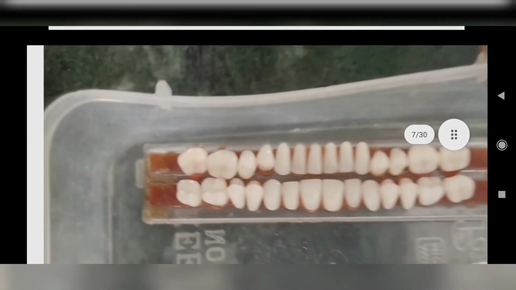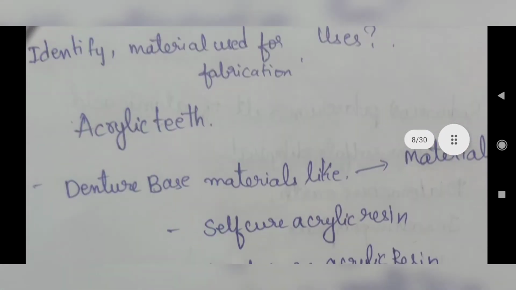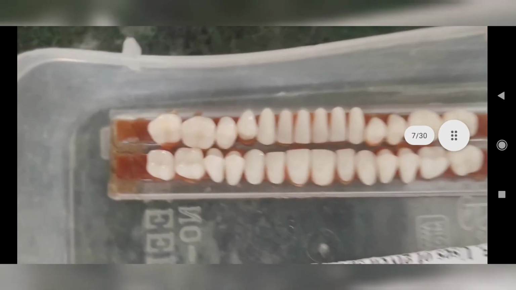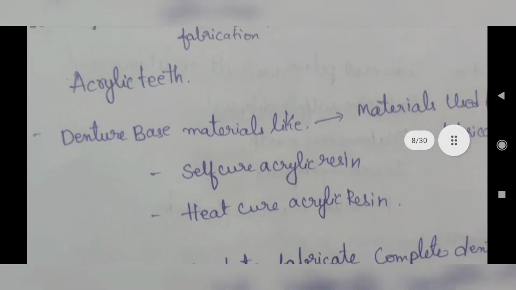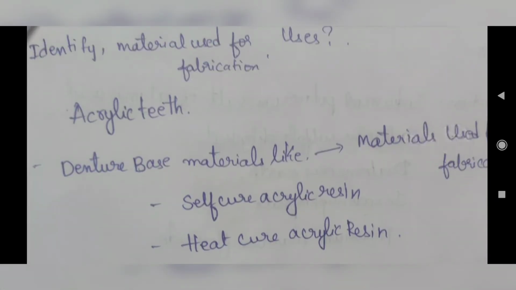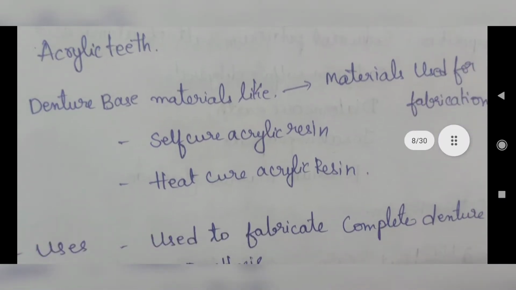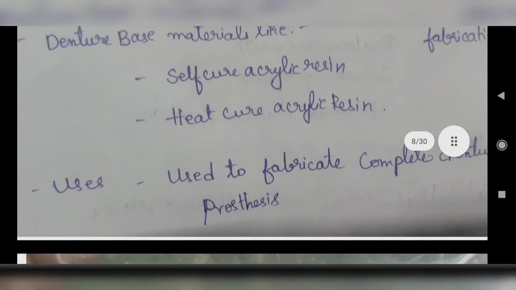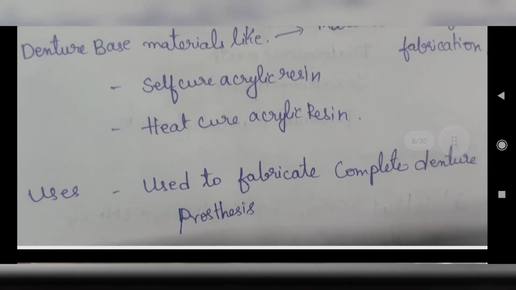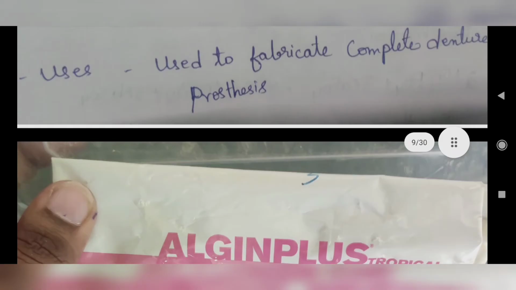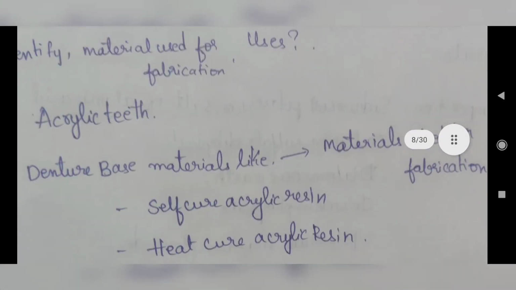So what is this? We have to identify it. It's an acrylic teeth set which we use in prosthodontics, right? So it's acrylic teeth. What is the material made up of? The materials used for fabrication of these teeth are self-cure acrylic resin and heat cure acrylic resin. What are they used for? They are used in fabricating complete denture prostheses, which we make in prosthodontics in our second year. So this is the use of acrylic teeth.